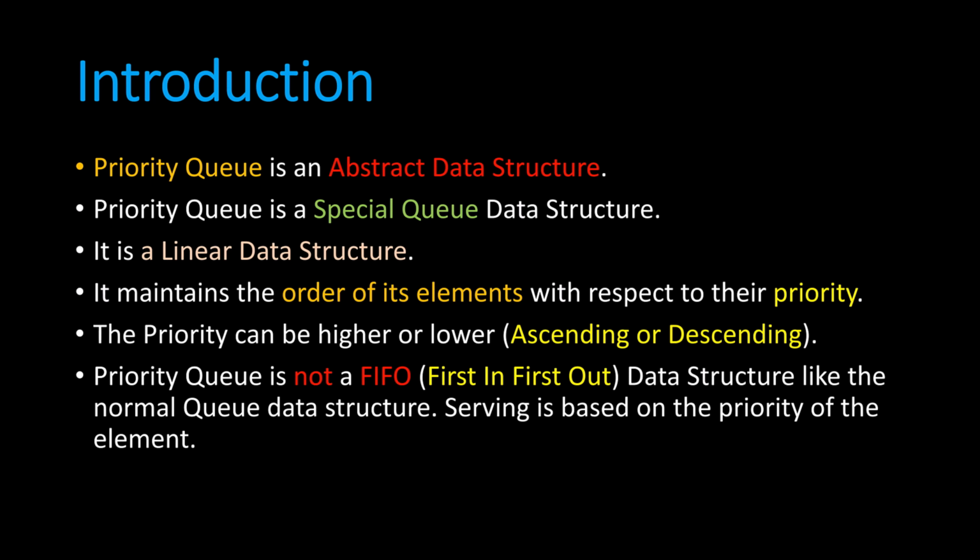If we are implementing a lower priority queue or min priority queue, the lowest priority element will be removed first, or served first. If it is implemented with a higher priority or descending order queue, the higher priority element will be served first.